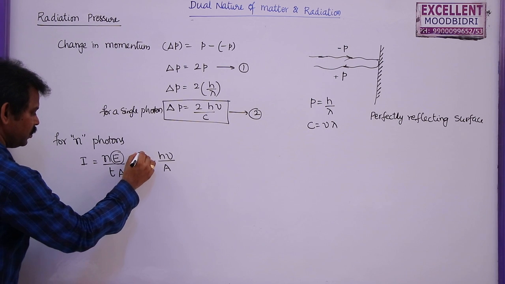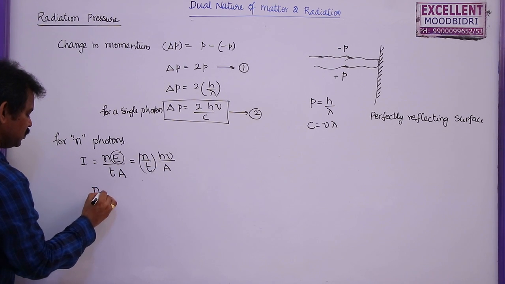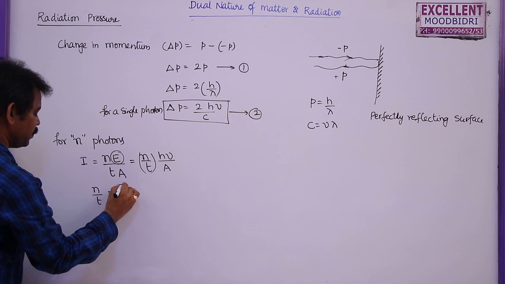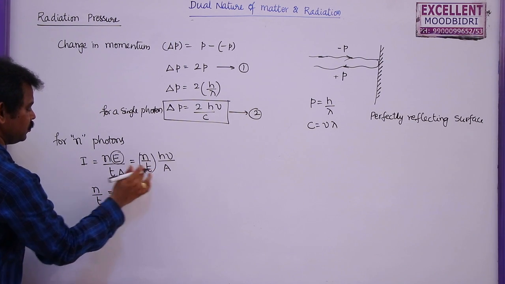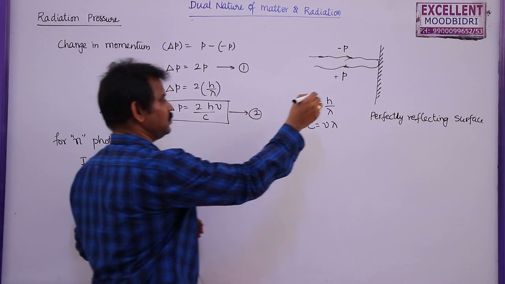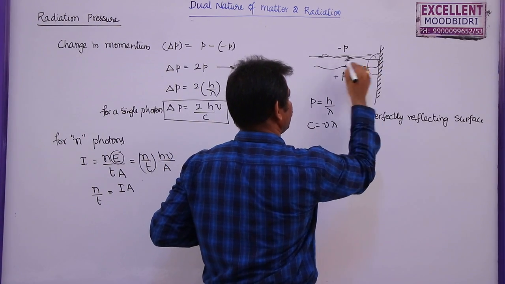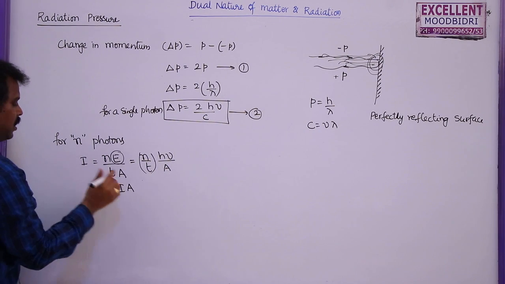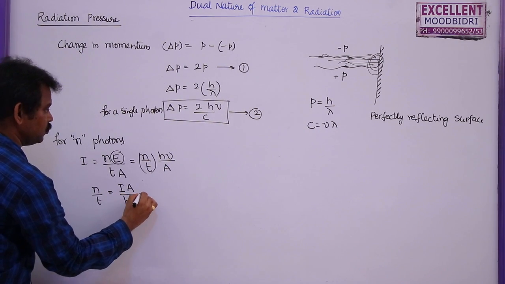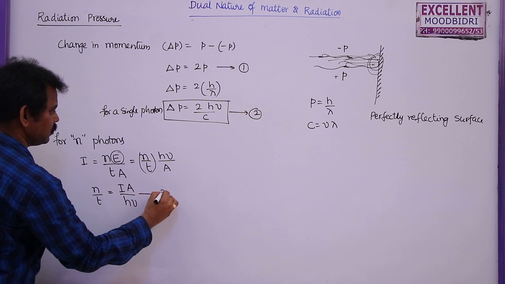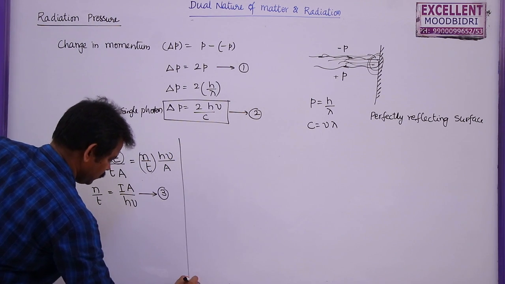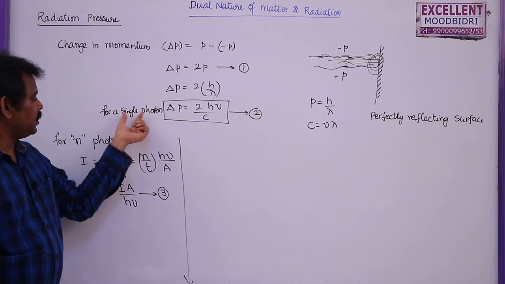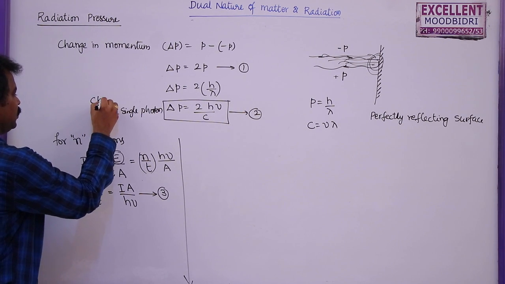So from this equation we can write this n by t, that is the number of photons striking per unit time on the surface, as the intensity of radiation times the area on which these are incident, because n photons are striking. So that area we have to consider: Ia by h nu. This is equation 3 here. And this is the change in momentum for a single photon.